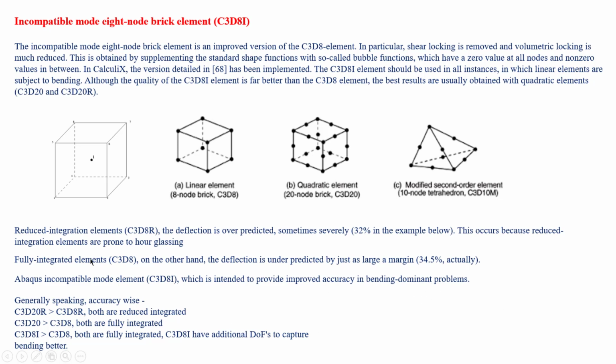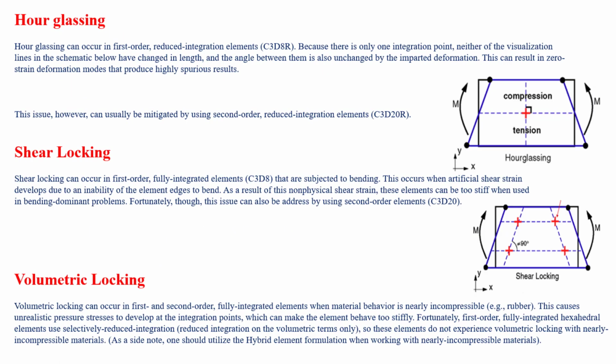In those cases, we can avoid C3D8 and C3D8R reduced integration. We can consider the incompatible C3D8I, or else we can even use second order elements like C3D20 and C3D20R. Generally, accuracy-wise, C3D20 has better accuracy than C3D8R: C3D20, then C3D8, and then C3D8R. So this is the explanation for shear locking, the hourglassing effect, and the one more, volumetric locking.